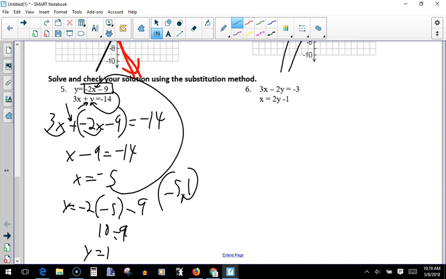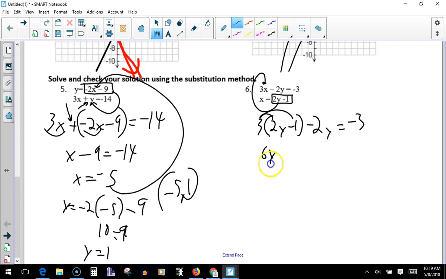Okay, over here, this one already is solved for x, so I'm just going to plop that in right here. Notice I have a 3 in front of my x, so I do need to put parentheses, 2y minus 1, minus 2y equals negative 3. I distribute my 3 carefully to both items: 6y minus 3 minus 2y equals negative 3. Join my like terms, which is 4y minus 3 equals negative 3.